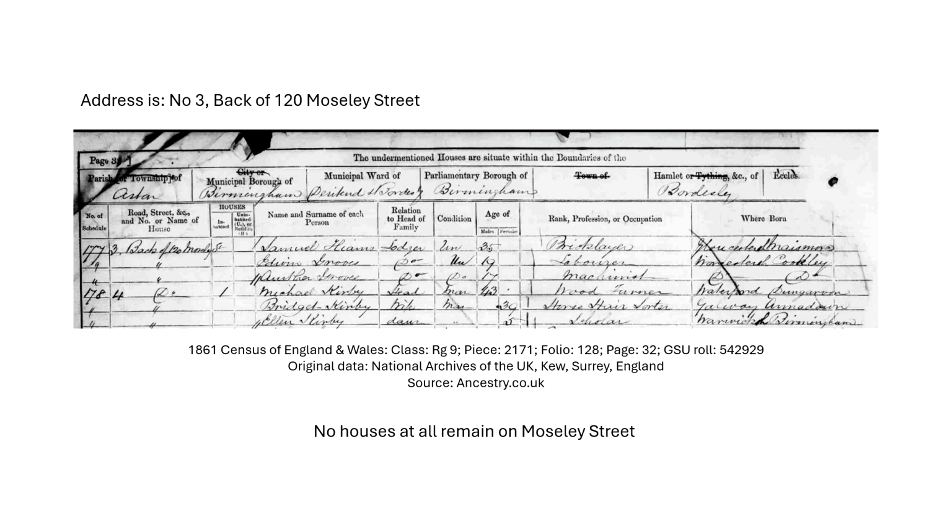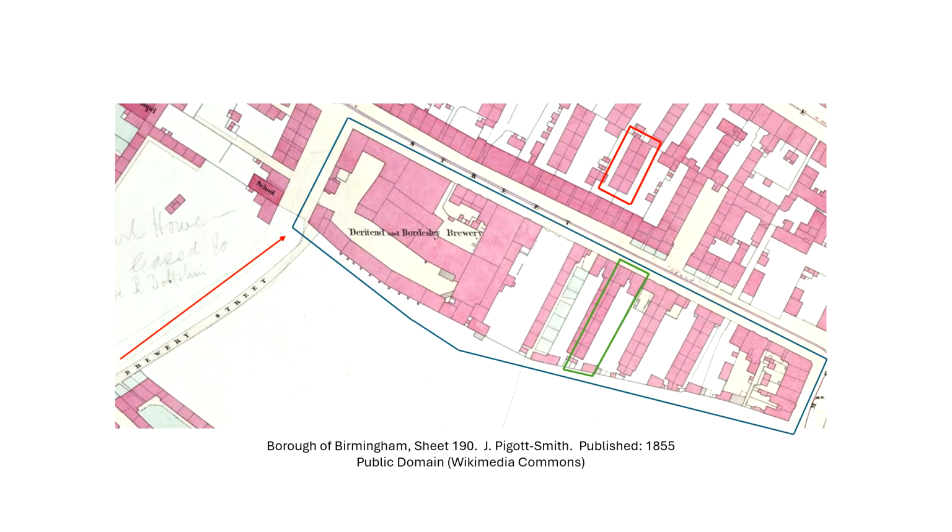Working backwards from this entry, I had to go quite a number of pages because there's a lot of people living in each house, so there are a lot of people entered on each page. So I had to go back quite a way, and eventually I did come to a landmark, which was a street joining Moseley Street called Brewery Street. And you can see that in the lower left hand corner of this map.